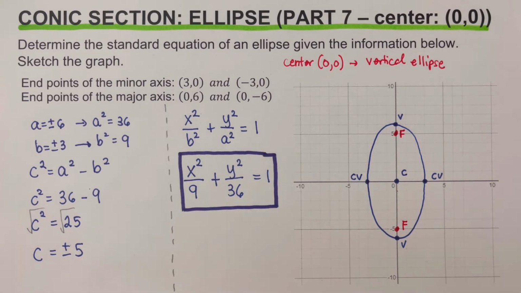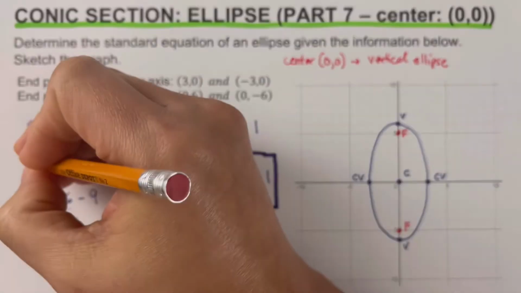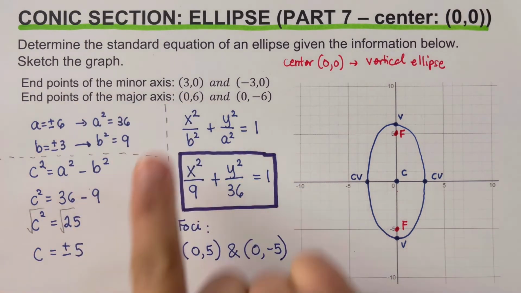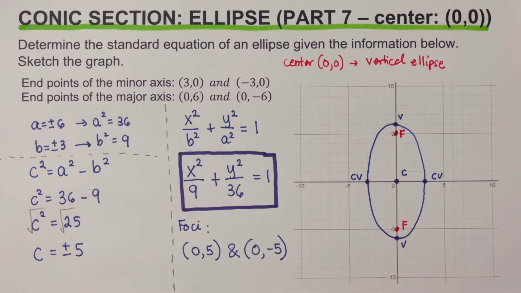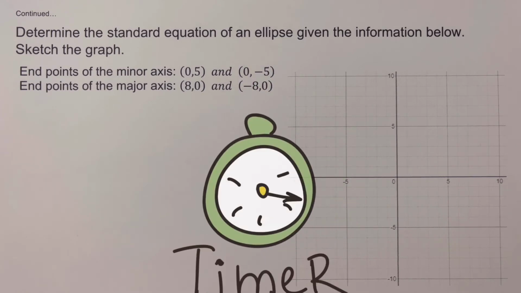And so we can go ahead and write the coordinates of the two foci. So this is the equation for this problem right here, and this is the graph of this equation. Now let's move on to the next example. At this time, I would encourage you to pause this video and try this problem out on your own. And when you're done, unpause it and check your answer.